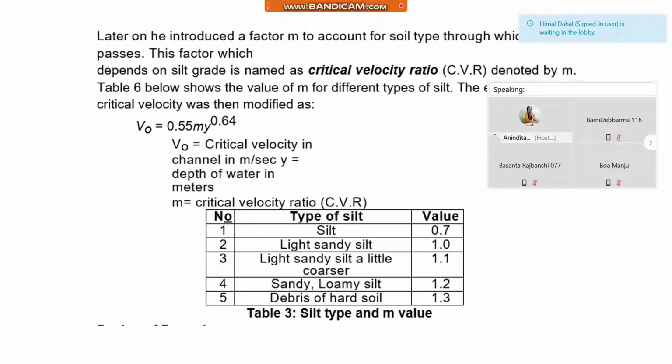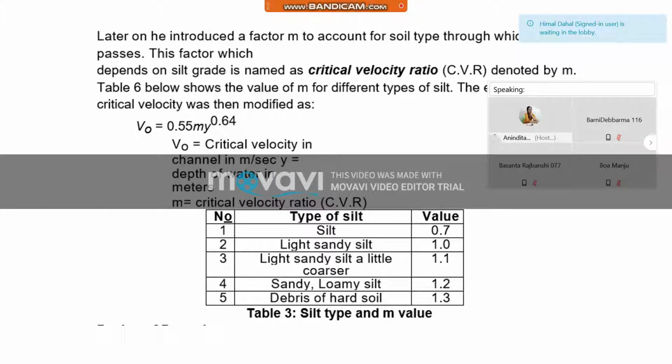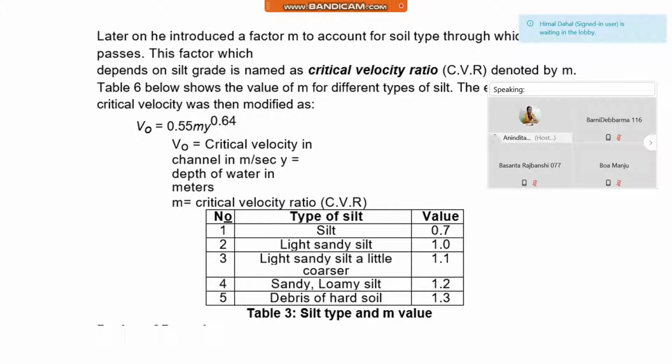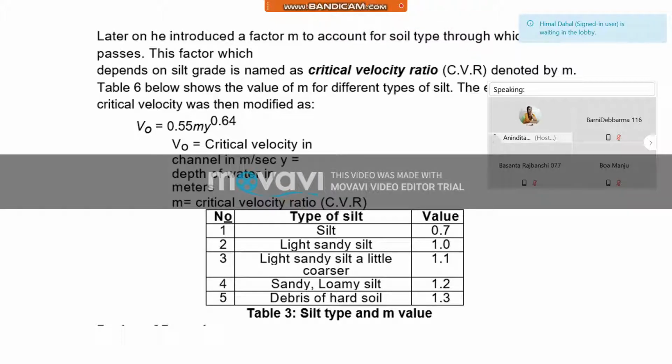Later on, he introduced a factor small m to account for the soil type through which the canal passes. This factor, which depends on silt grade, is named the critical velocity ratio, CVR, denoted by m. In place of table 6, it should be table 3, a typing error. Table 3 below shows the value of m for different types of silt. The equation for the critical velocity was then modified as V0 = 0.55 m Y^0.64, where V0 is the critical velocity in the channel in meters per second, Y is the depth of water in meters, and m is the critical velocity ratio, CVR.